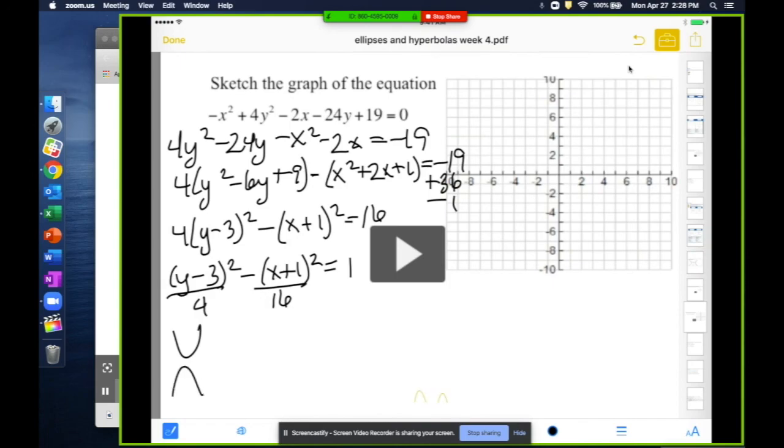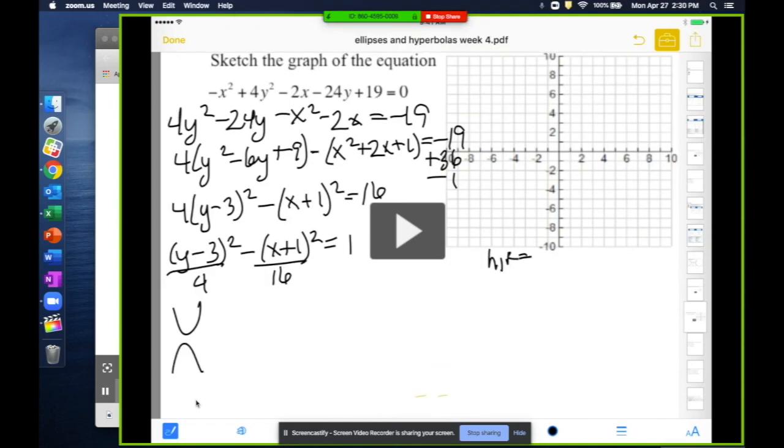Now I have to go ahead and sketch that. The y term is first, so that's going to be a vertical hyperbola.